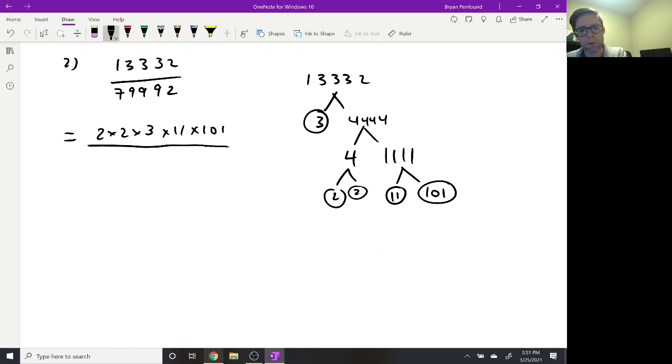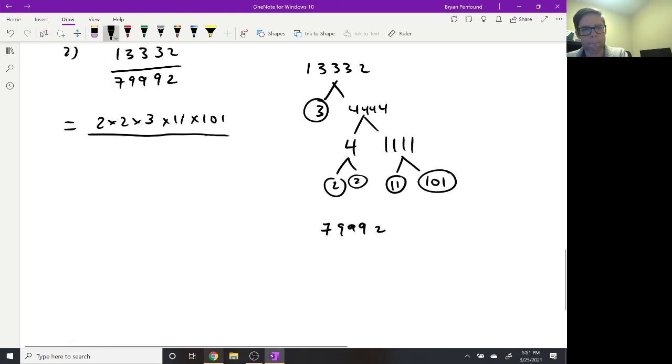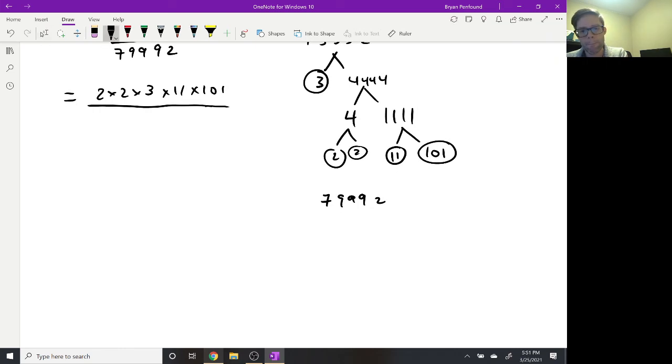Let's do the same thing for the denominator, 79992. And it looks like this one's actually going to be divisible by 9. So we have 7 plus 9 plus 9 plus 9 plus 2, so this one should be divisible by 9. You can double check by adding up. And let's divide that one by 9.